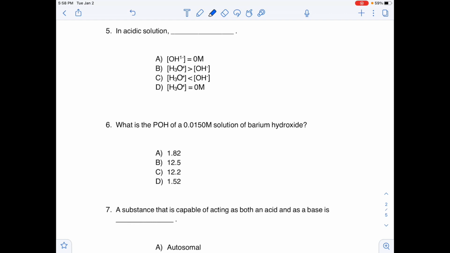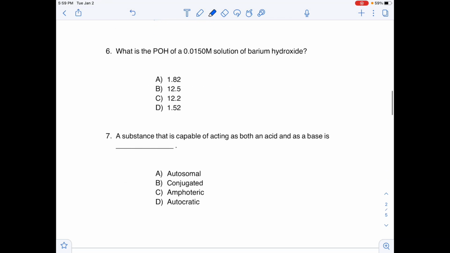For question 5, it says an acidic solution blank. So we look at our answer choices, and we can definitely rule out A and D. And then we look at B and C as our only two options. OH minus usually means the base, and H3O plus is the acid. So in an acidic solution, the H3O plus is going to be greater than the OH minus, which is the base. So the correct answer is going to be B.